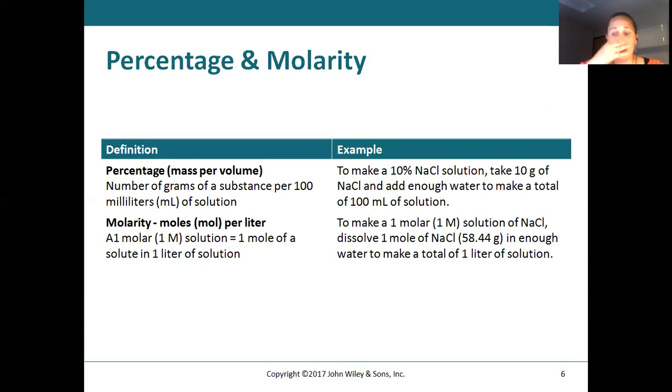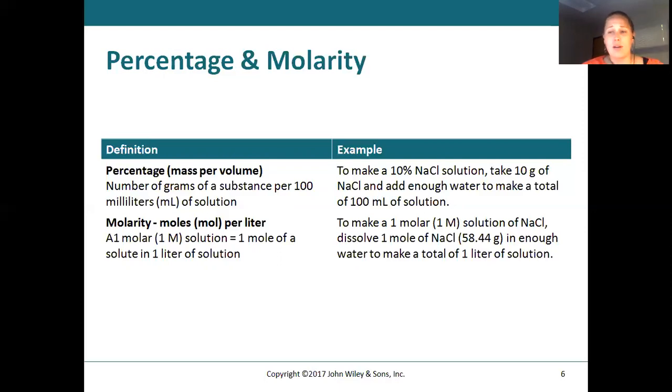I think last time we also talked about percentage and molarity and how if you're working in a lab, these are very important concepts. Again, percentage is mass per volume, and if you were going to make up a percentage type of solution, let's say if you're going to make 10% sodium chloride, you take 10 grams of sodium chloride and put it into 100 mils of solution. If you were going to make a 10% solution of glucose, you would do the same thing. You would take 10 grams of glucose and put it into 100 mils of solution. So you're taking a mass, in this case 10 grams, and putting it into a volume, in this case 100 mils.